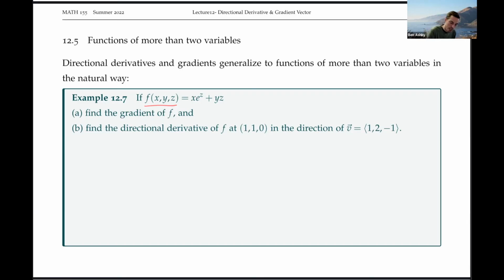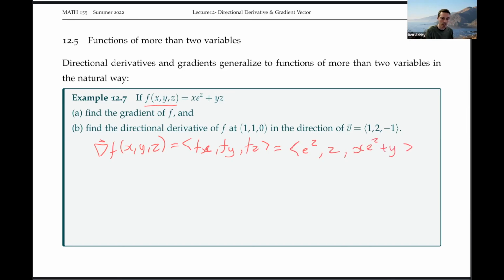If we fill out this example, grad f(x, y, z) is just going to be our partial with respect to x, our partial with respect to y, and our partial with respect to z. So in this case, we have e^z, and x e^z plus y. The second part asks us to find the directional derivative of f at the point (1, 1, 0) in the direction of v, this vector here, (1, 2, -1).